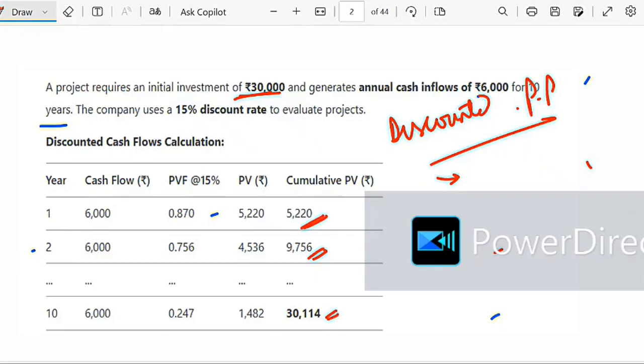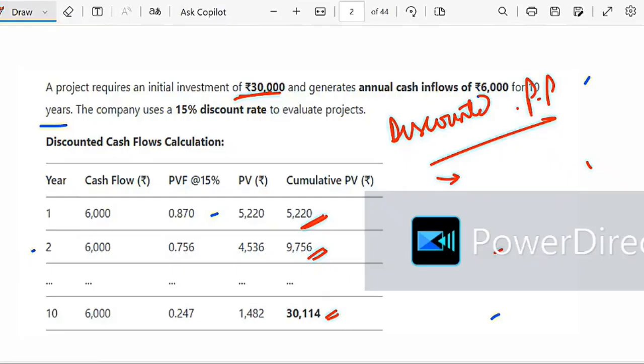Just let me know whether your concept is clear or not. I told you, what is the meaning of payback period? How much time it will take to recover the initial invested amount? So you have invested 30,000. How much time will it take, as per the discounted payback period method, to recover that amount? Tell me how much time it is taking.